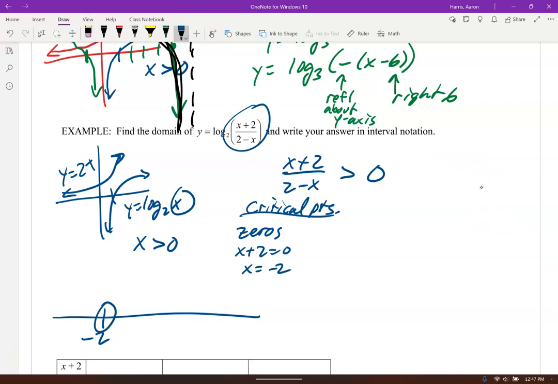So that's our first critical point. Our next one is, where is this thing undefined? Well, if the denominator is 0, this will be undefined. Let me add x to both sides, so x equals 2. 2 would be my other one. I can't include it because it'll make it undefined.